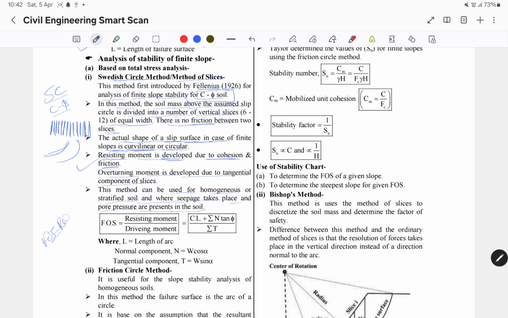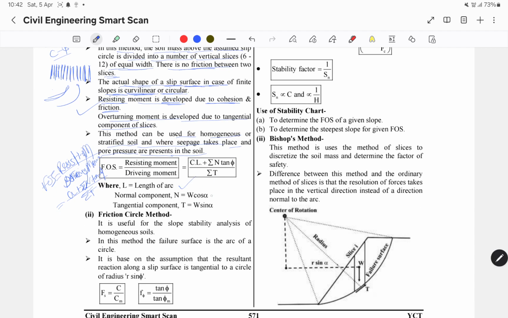Factor of safety equals resisting moment over driving moment, equals CL plus summation of N tan phi upon summation of T. L is the length of the arc, normal component N is equal to W cos alpha, tangential component T is equal to W sin alpha.